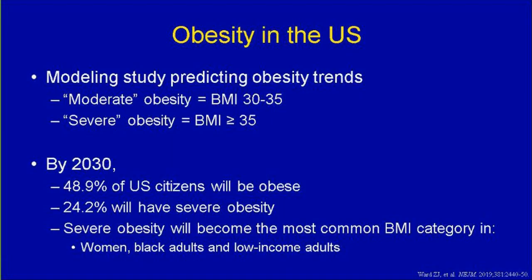So this study just came out a couple months ago in the New England Journal. I found it to be quite fascinating. It's about obesity in the United States. Using their definition of moderate being 30 to 35, severe being over 35, within 10 years from now, half the U.S. population will qualify as being obese, a quarter will be severely obese, and if you looked at all women, all black adults, and all low-income adults, severe obesity will become the most common BMI category for those groups.